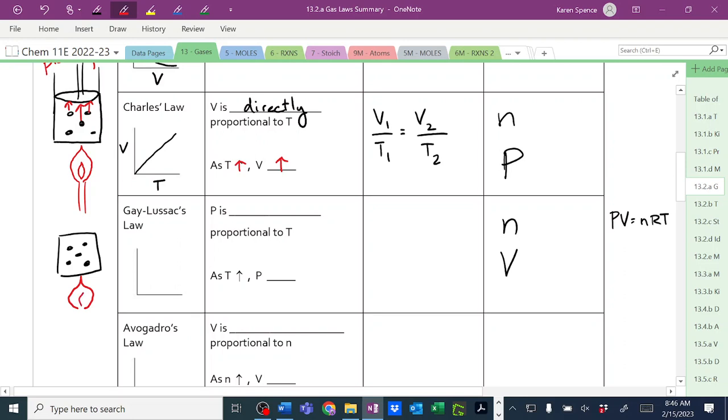All right, there's our little flame. And what will happen to pressure as we increase the temperature? It's going to get higher. Why? Yeah, so as temperature increases, the particles move faster.